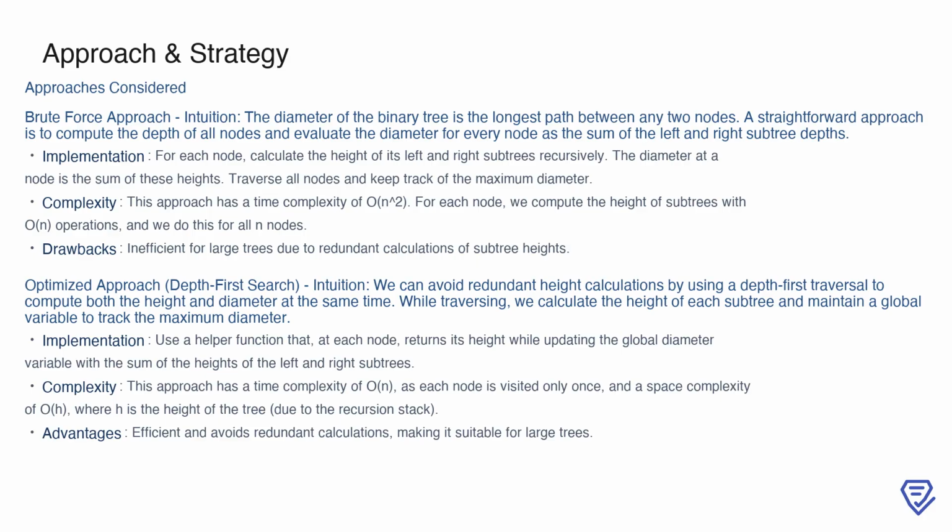To address this, we can use an optimized approach. Here, instead of calculating heights redundantly, we perform a single depth-first traversal. During this traversal, we compute both the height of each node and the diameter simultaneously, using a global variable to track the maximum diameter. This approach reduces the time complexity to n, as each node is visited only once, and the space complexity depends on the height of the tree, h, due to the recursion stack. This optimization makes it highly suitable for large trees.